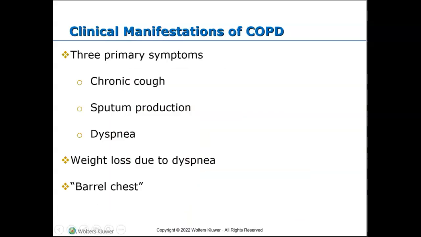Okay, so clinical manifestations of your COPD patient, right? Three primary symptoms. The patient is going to have a chronic cough. They're definitely going to be producing tons of sputum, and it's definitely that inflammation. All those variables are going to lead to dyspnea over time, right? And they are going to lose weight due to the dyspnea, right?